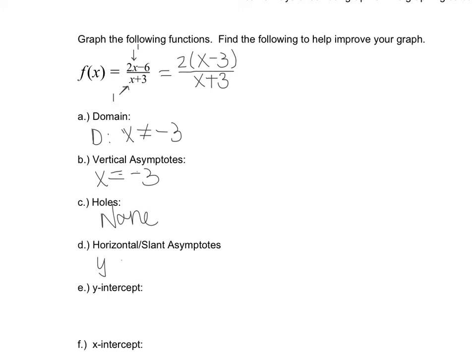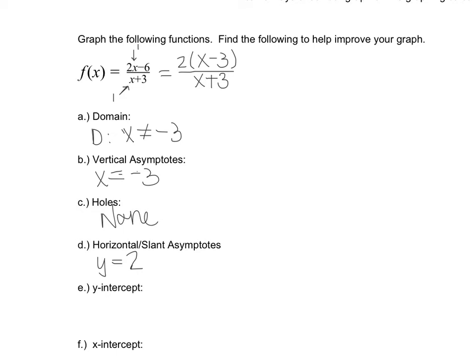So it's going to be y equals, and then we divide the leading coefficients. The leading coefficient of my numerator is 2, and the leading coefficient of my denominator is 1. 2 divided by 1 gives me 2. So y equals 2 is my horizontal asymptote. That kind of covers sections 1 through 3. Next we're going to talk about identifying the y-intercept and the x-intercept.